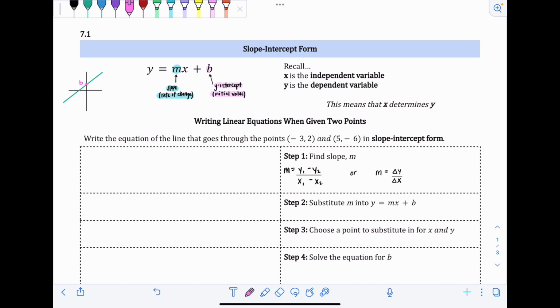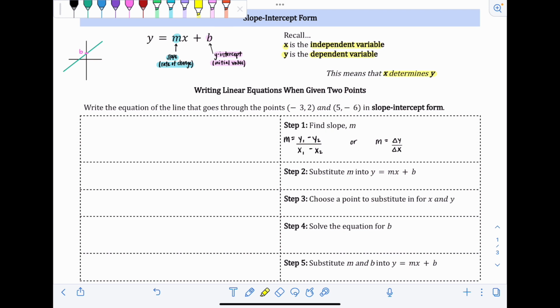And then just a quick thing to review, in really most of the functions that you'll ever see in your life, x is going to represent something called the independent variable, and y is going to represent something called the dependent variable. And that means that x determines y. So x is something we put in and it affects our output or our outcome, which is y.